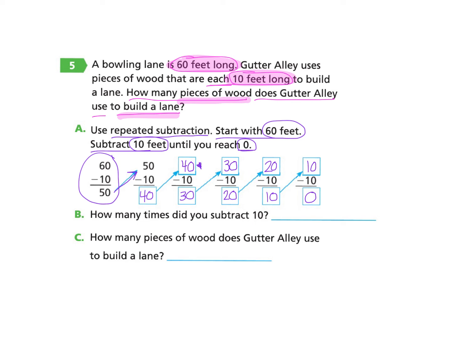Part B asks, how many times did you subtract 10? Well, we can find that we subtracted 1, 2, 3, 4, 5, 6. We subtracted 6 times. And using this strategy, we can answer part C. How many pieces of wood does Gutter Alley use to build a lane? They will need 6 pieces.